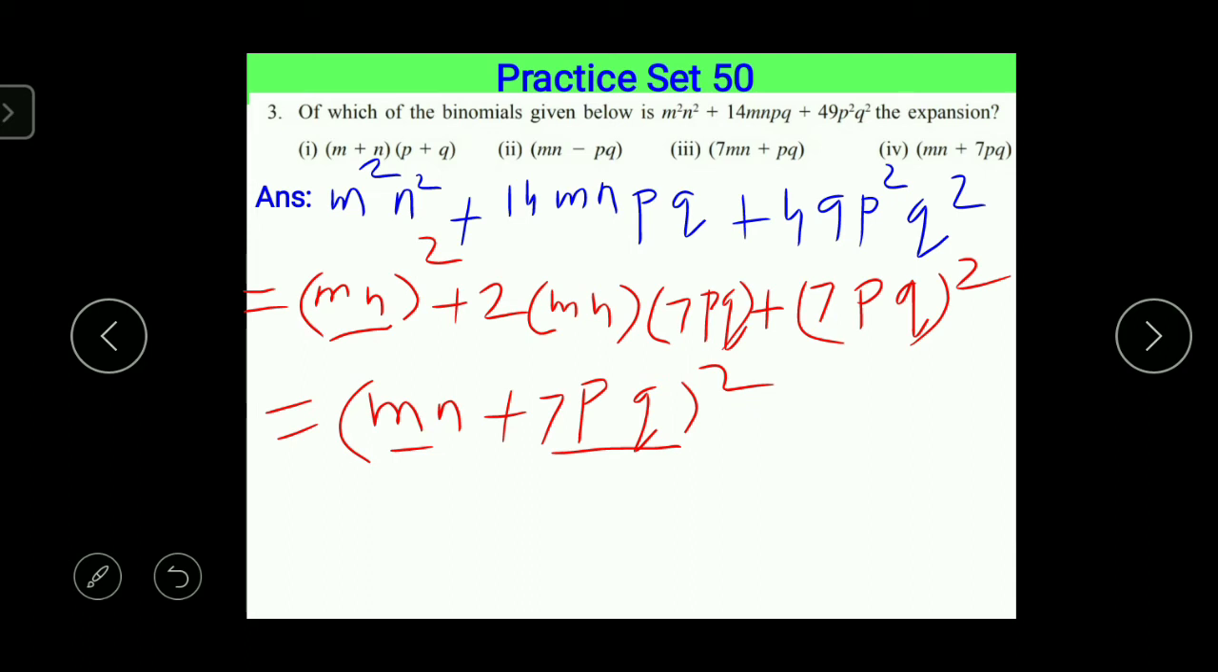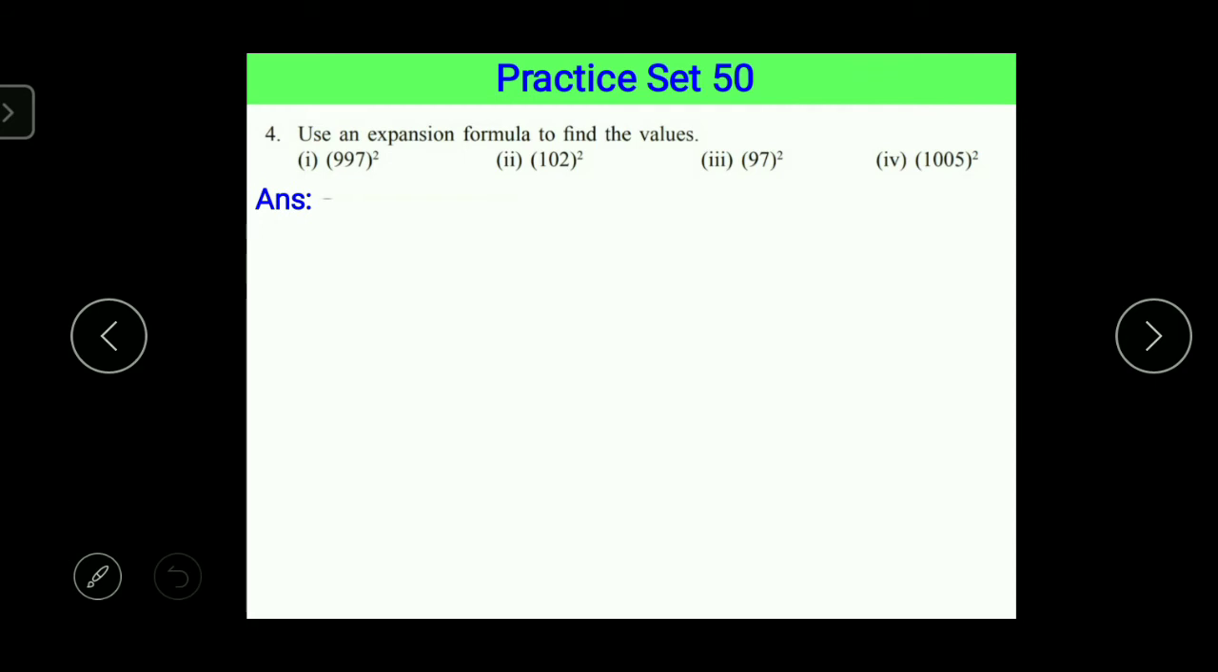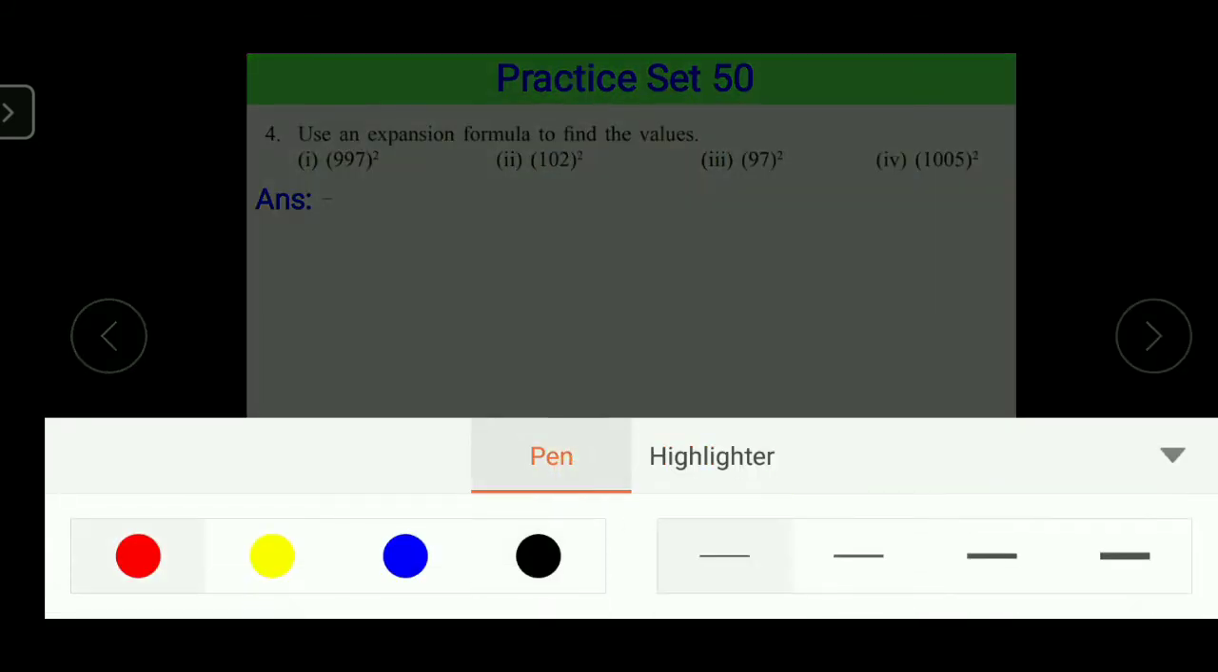Let's move ahead. We'll go to the fourth question, students. Now, in the fourth question, use an expansion formula to find the values. Here, 997² is there. We have to find the square. Now what will we do, students? We'll convert it to the nearest 100 or 1000. See, it is a 3-digit number, so it is near to the 1000, students, right? So I'll write it as 1000 minus 3. 1000 minus 3 is nothing but 997, right, students? Am I right?